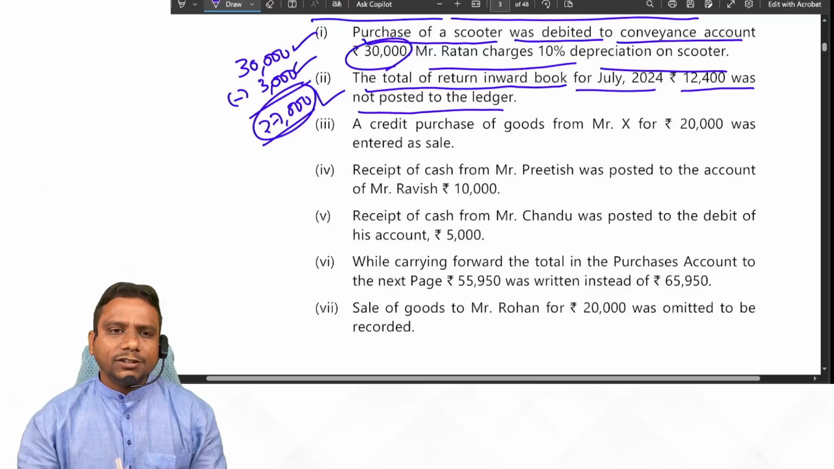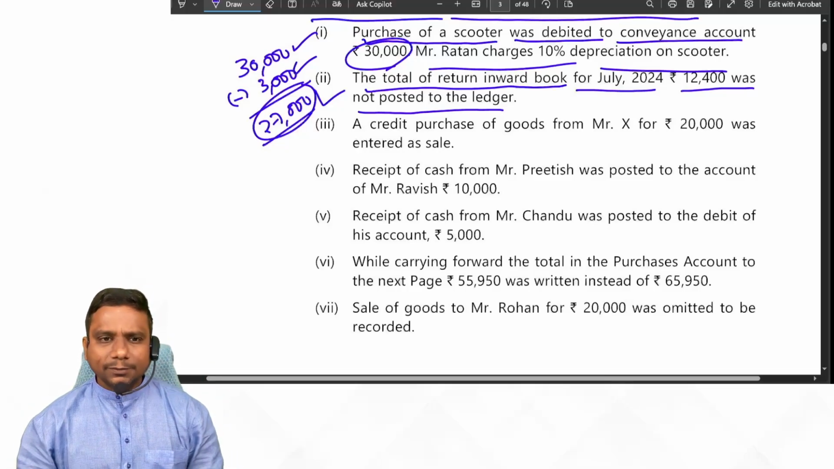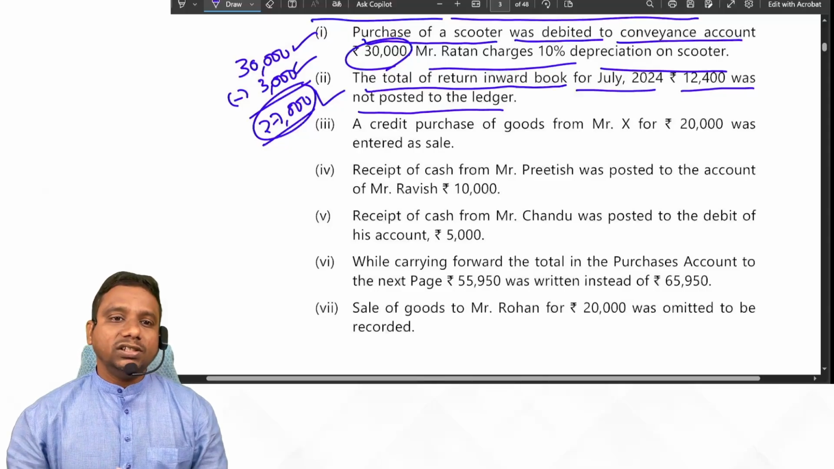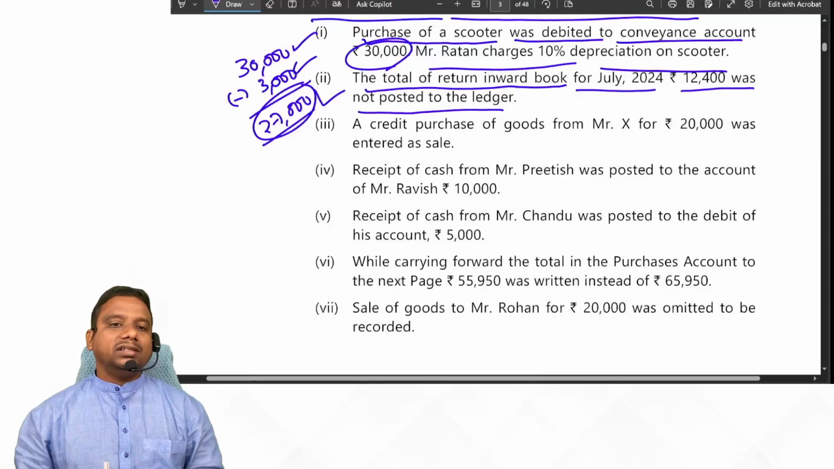Normally, how do you rectify this? Sales returns account debit to suspense account. But here we are rectifying the errors in the next year. So we debit a P&L adjustment account.